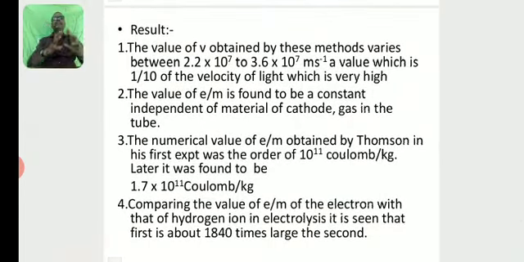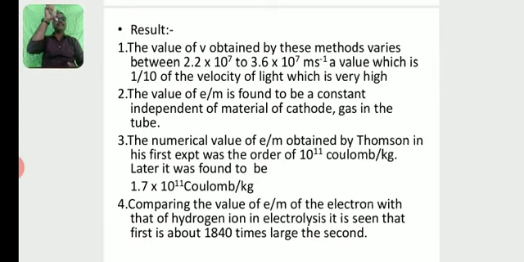Now the result of the experiment of J.J. Thomson: the value of velocity obtained by these methods varies between 2.2 into 10 power 7 to 3.6 into 10 power 7 meter per second, a value which is about 1 by 10th of the velocity of light, which is very high. The value of E by M is found to be constant, independent of the material of the cathode and the gas in the tube. The numerical value of E by M obtained by Thomson in his first experiment was of the order of 10 power 11 coulomb per kg. Later it was found to be 1.7 into 10 power 11 coulomb per kg.